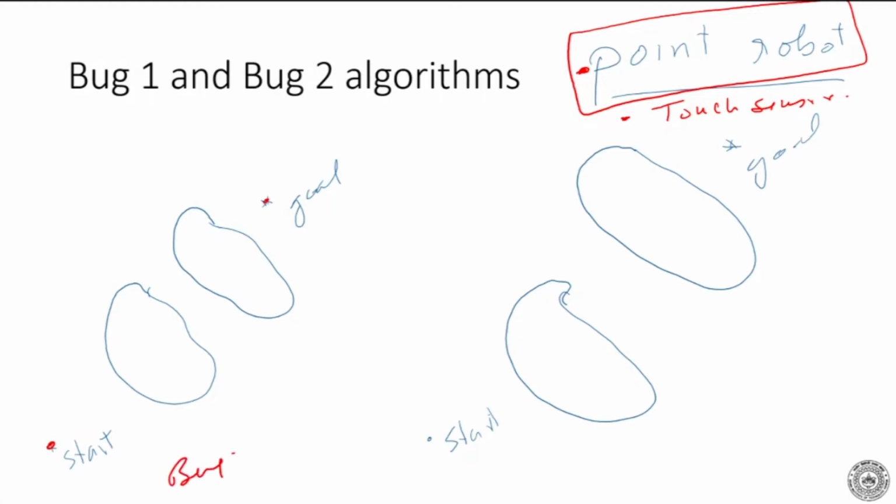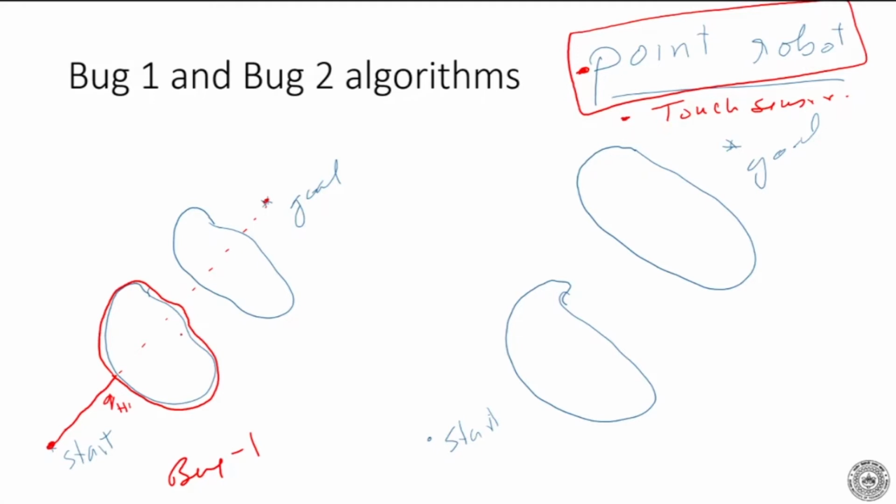And how does bug 1 work? The bug 1 algorithm essentially starts by connecting the start point with the goal point, and then the bug follows the straight line because it has to move towards the goal. And once it hits the obstacle, it circumnavigates the obstacle and comes back to this point. This point is called the hit point, or we can call it Q hit 1. Next, it has to find a leave point.